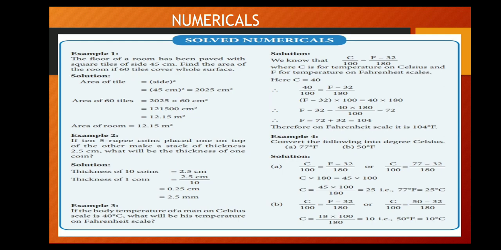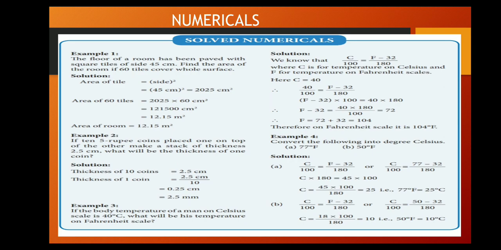Then if we have found the area of a tile, how much will be the area of 60 tiles? Multiply the answer with 60. 2025, if you multiply by 60, you will get 121,500 centimeter square. And if you convert it into meter, it will be 12.15 meter square. So the area of the room is what, children? 12.15 meter square.